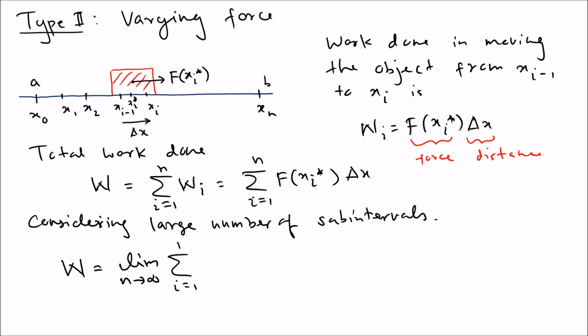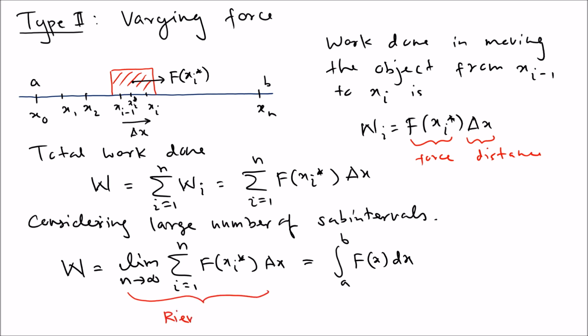So i going from 1 to n, you send n to infinity, of f(xi star) delta x, and you can see that this is a Riemann sum. So according to the Riemann sum, this is simply, starting with a, going to b, f(x) dx. So this simply becomes the integral of f(x) dx, whatever the force f is. Okay, so that's the formula for the work. So this is a Riemann sum. Then we can write the final formula as the integral from a to b of f(x) dx.